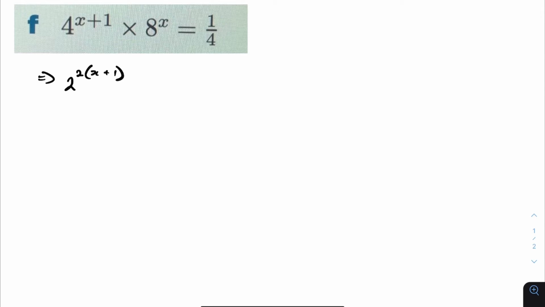Because 2 is the simplest base, and it's actually a common base throughout. Because when you multiply by 8 to the power of x, 8 to the power of x can just be written as 2 to the power of 3x, because 2 to the power of 3 is equal to 8.